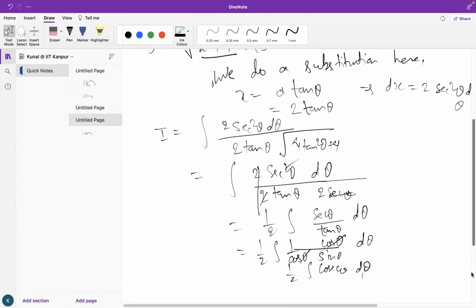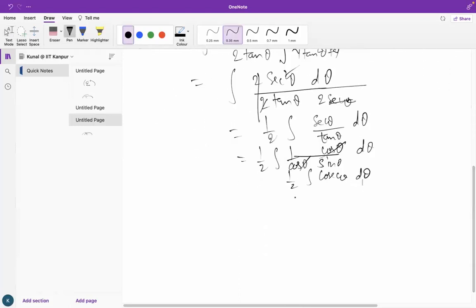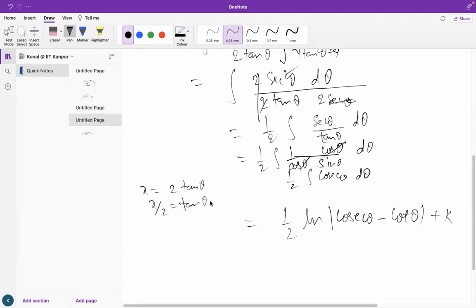And we know the integration of cosec theta is ln of cosec theta minus cot theta. So try to write that: ln mod of cosec theta minus cot theta plus some constant. Now our major work is to convert the functions cosec theta and cot theta into terms of x. We substitute x is equal to 2 tan theta, so x by 2 is tan theta. So we first substitute it into cot theta.